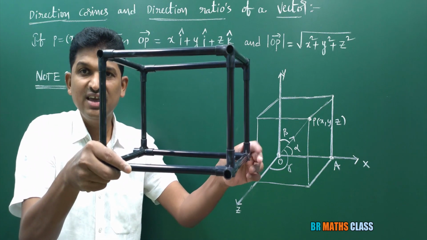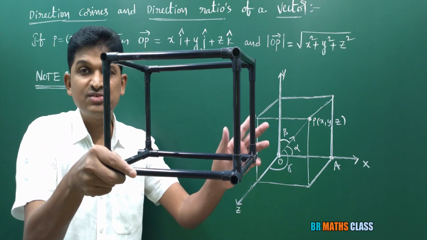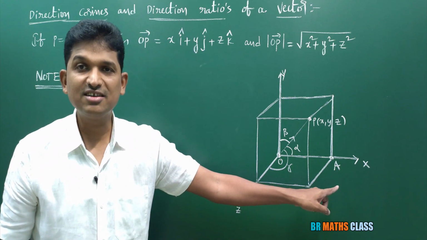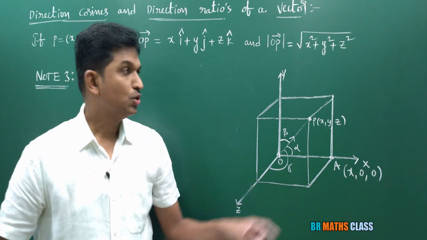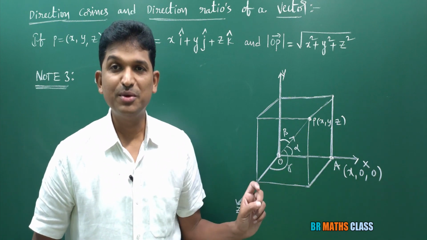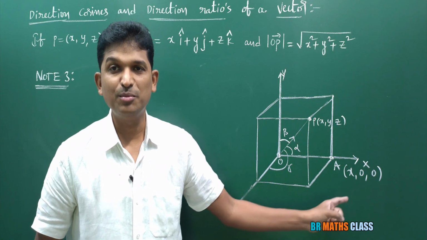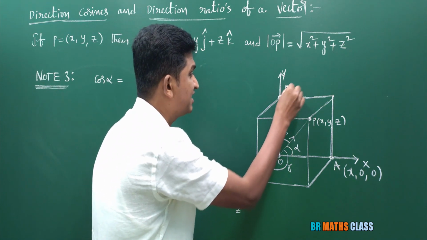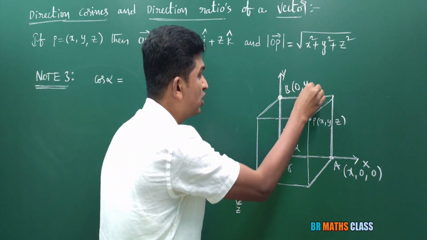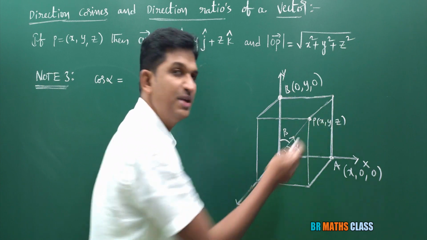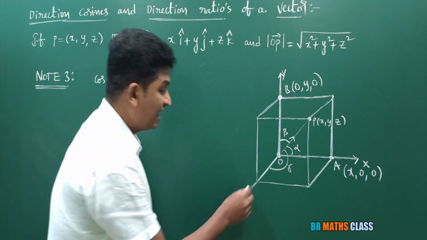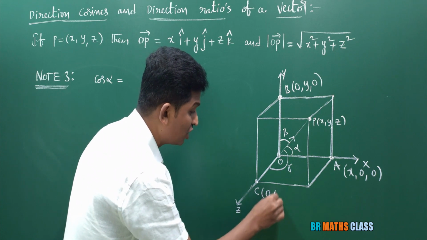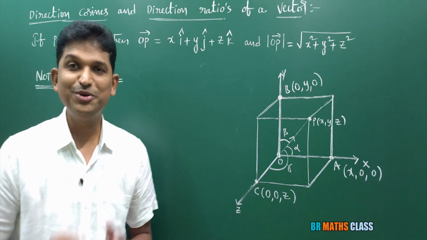So what is A? As point A is on the x-axis, its y coordinate and z coordinate are 0. So A is x comma 0 comma 0. So if the point P is x comma y comma z, then the point A is x comma 0 comma 0. Similarly, if I consider this point on the y-axis as B, this point B will be 0 comma y comma 0. Why? Because P is x comma y comma z. If I consider this point as C, this point is 0 comma 0 comma z. I hope you are understanding.